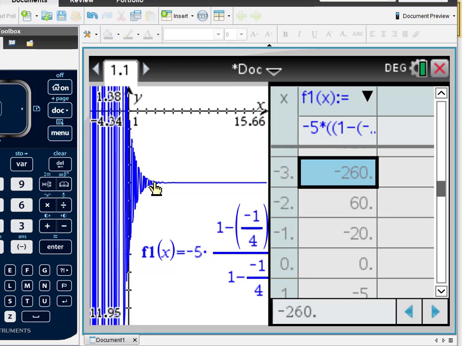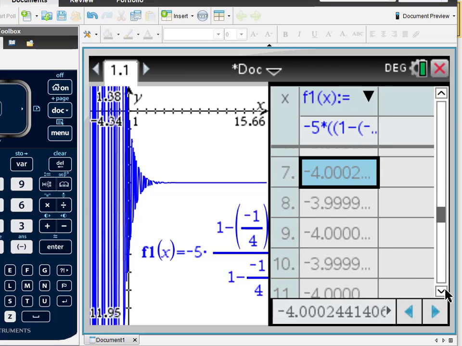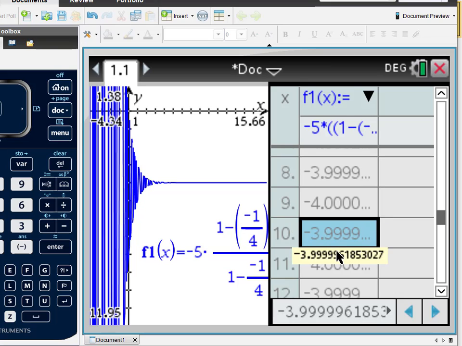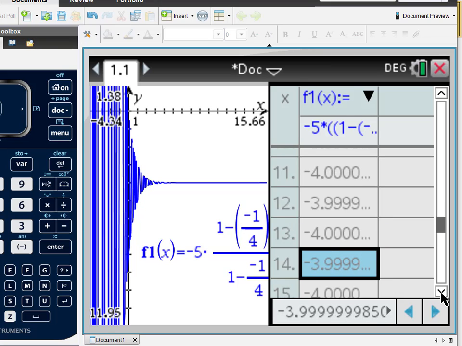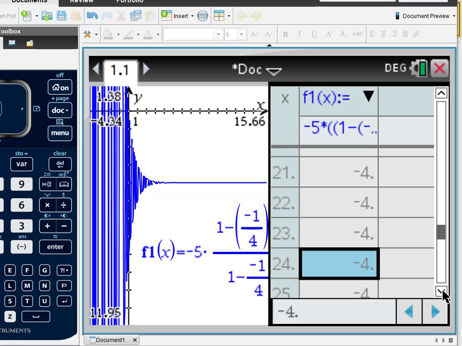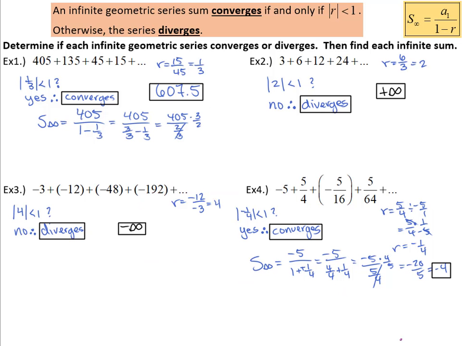And then it starts to get closer and closer to, if we look down here, sometimes we're at -3.9999, sometimes we're barely above -4, barely below, and it just keeps getting closer and closer to -4. And eventually the calculator even gives up and says, yeah, it's pretty much -4. So even if our summation oscillates on a graph like that, it can still hone in and get closer and closer to a value.